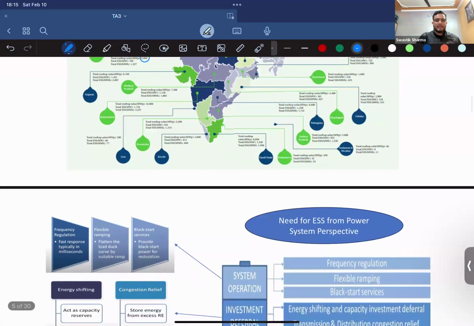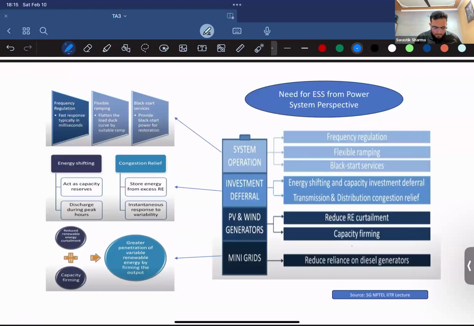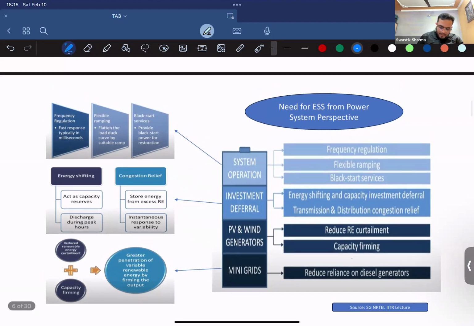Now, as I've already explained why ESS is needed, let me get into a bit more detail. From a system operation perspective, when you have coal-based power plants, they have a few limitations. One, their ramping rate is quite slow.